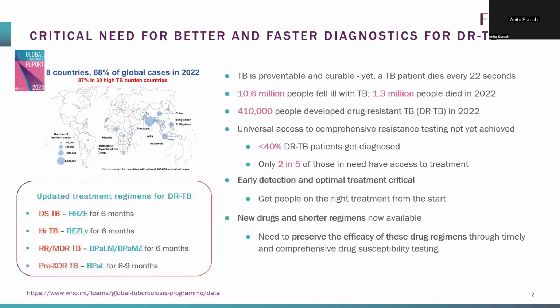The good thing is now for TB, after 40, 50 years, we finally have some new drugs and shorter regimens showing very high efficacy. There's a lot of new, very recent data that came in the last few weeks, and WHO policy really supporting the use of these drug regimens, bringing down treatment from 2 years, which used to be the average, to even 6 months where applicable, where people are eligible for those treatments.